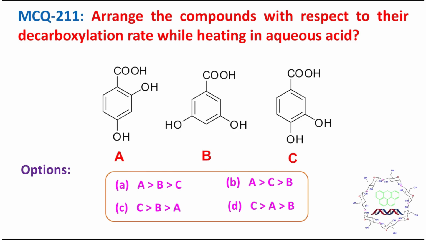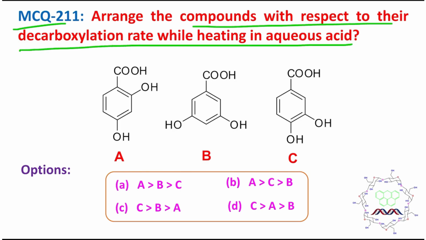Today's question is one MCQ in front of you. Arrange the compounds with respect to their decarboxylation rate while heating in aqueous acid. These three compounds are provided and four options are in front of you.